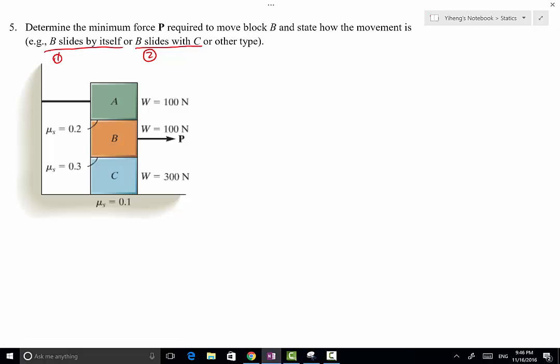So before we start to investigate these 2 situations, let's first draw the free body diagram of block A, because we know that block A is not going to move. So we will have block A, its own weight, 100 Newton, tension force from the cable, and normal force NAB with not specified location.